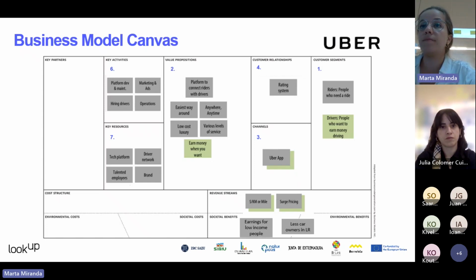For example, Uber, they need the tech platform, they need a driver network, they need talented employees, and also, of course, they need their brand.